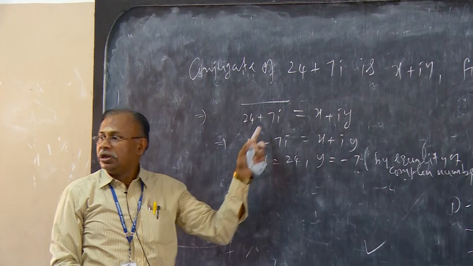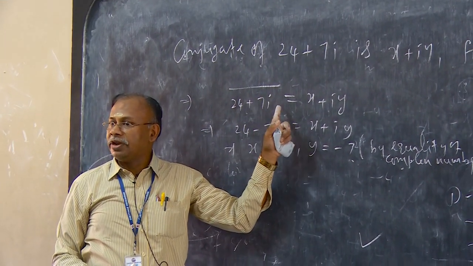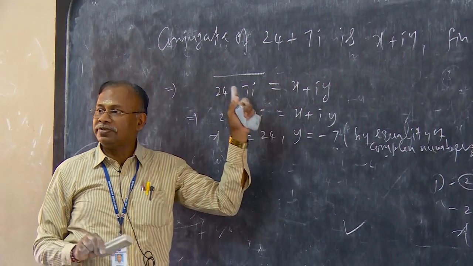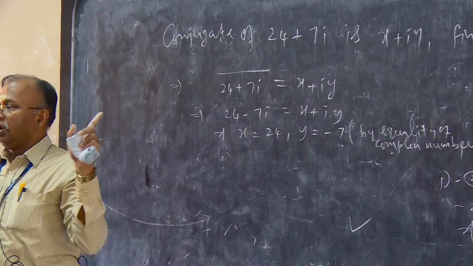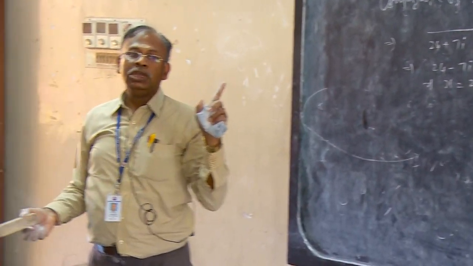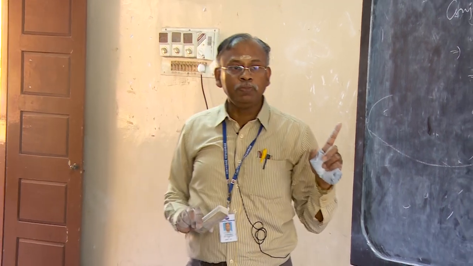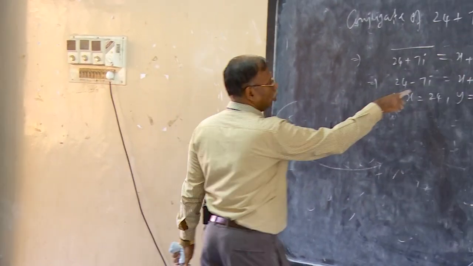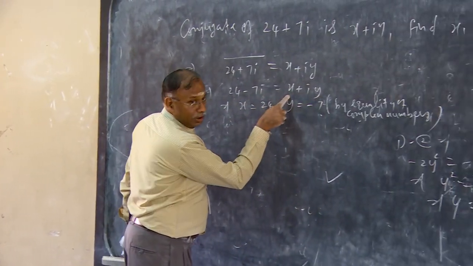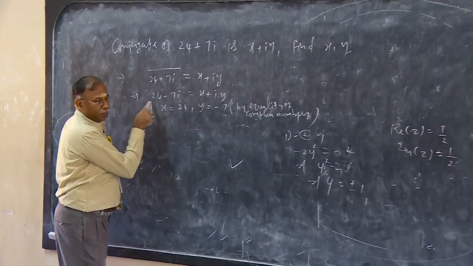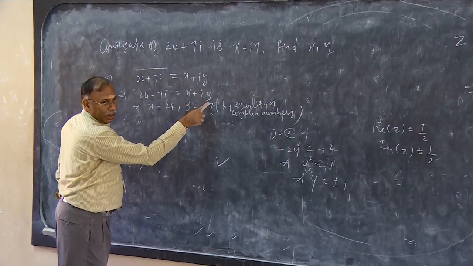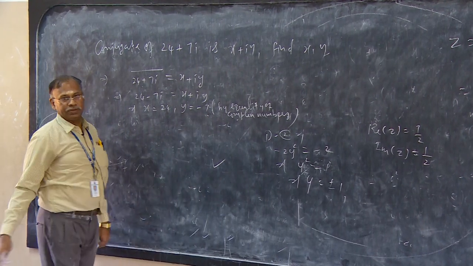The reduction is to replace the imaginary part by its negative value. If it is 7i, I'll write it as minus 7i. If it is 5i, I'll write it as minus 5i. If it is minus root 3i, I'll write it as plus root 3i. Therefore, it becomes 24 minus 7i equal to x plus iy. I have to compare the real parts: x equals 24. I have to compare the imaginary parts: y is equal to minus 7.